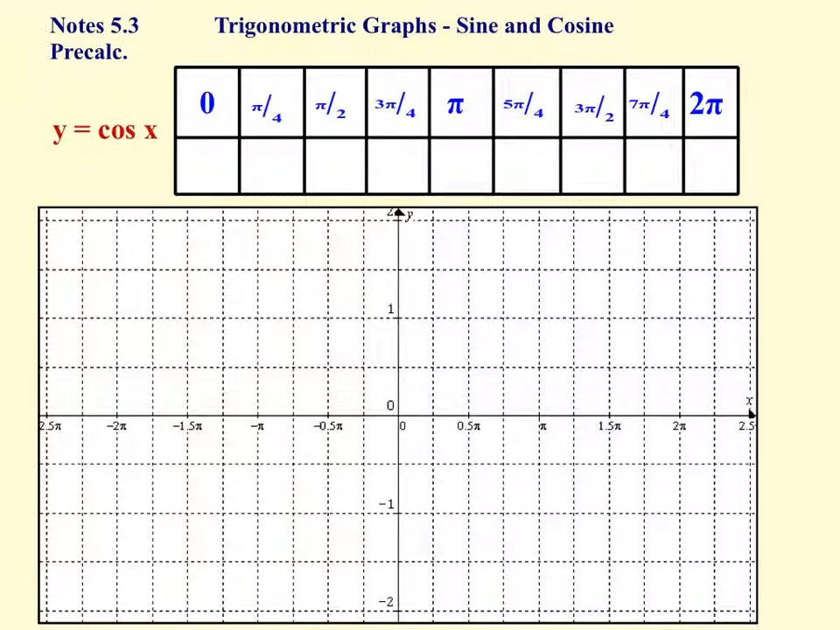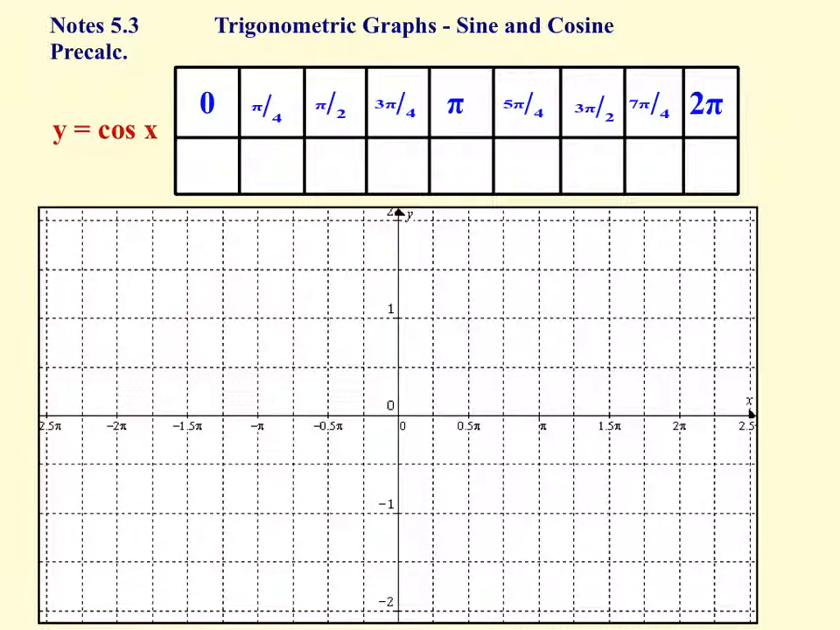Section 5.3 is all about trigonometric graphs. The first graph we're going to inspect is y equals the cosine of x. For different values of x, we want to figure out what y looks like. So here we have a table of values. We've got all of these possible x values, and we're going to figure out the y values based on what we know of the unit circle.